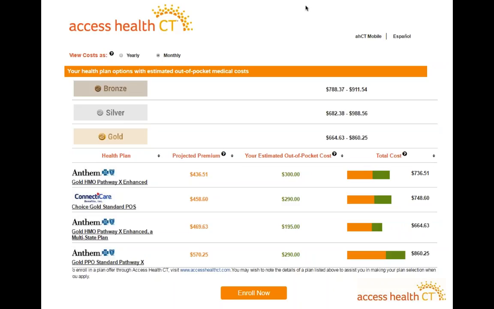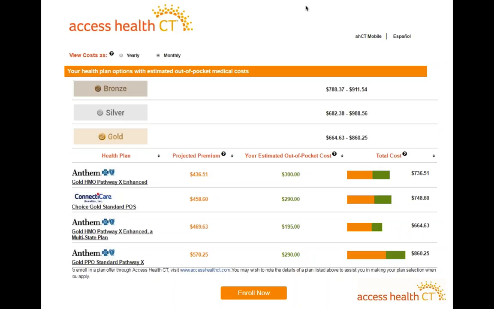So I will go to the gold plan, and if you look at the gold plan, you can sort them out by total cost column, and you say, voila, I got this Anthem Gold HMO Pathway X Enhanced Multi-State Plan. That would be the appropriate one, because although its net premium is $449.63, my out-of-pocket cost per month is $195. So when you combine these two, $664.63 is the lowest one of all of it, right?